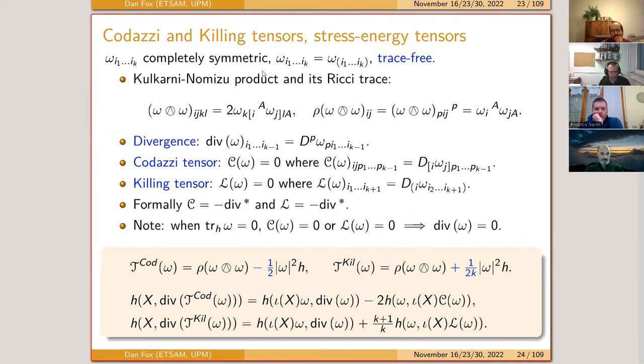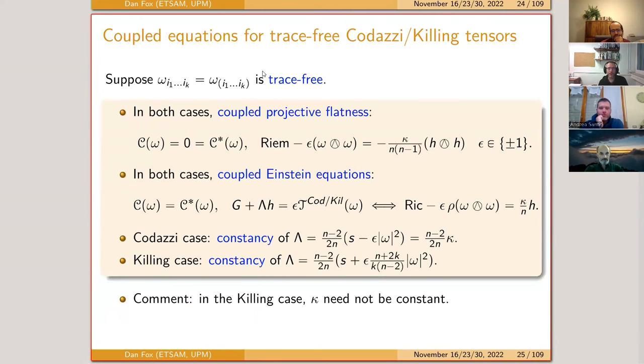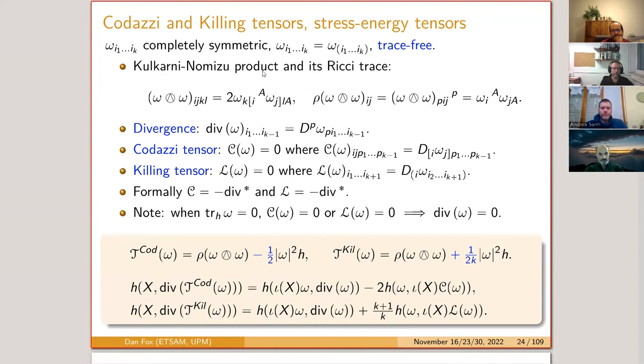I believe that I should stop in just a minute, but let me at least say the specific context that's relevant here. So I want to consider the completely symmetric trace-free tensor. This corresponds, as I said before, to the irreducible module whose symmetries look like that. And we have, as before, the Kulkarni-Nomizu product and Ricci trace. The divergence, up to signs, is this. And then the two generalized gradients are given by the Codazzi operator and the Killing operator. And so their kernels are what we call Killing tensors and Codazzi tensors.